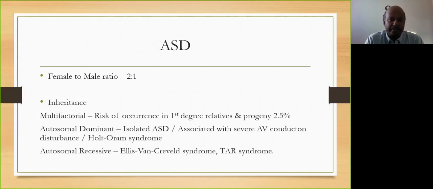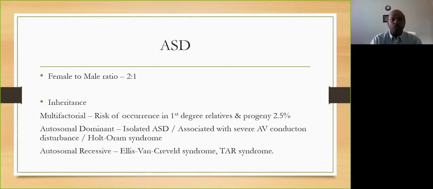Female to male ratio of 2:1, and inheritance is generally considered to be multifactorial, with a risk of occurrence in first degree relatives and progeny being 2.5%. But also autosomal dominant inheritance has been reported in isolated ASDs associated with severe AV conduction disturbance and in Holt-Oram syndrome. Autosomal recessive has also been recorded in Ellis-Van Creveld syndrome and TAR syndrome, thrombocytopenia absent radius.